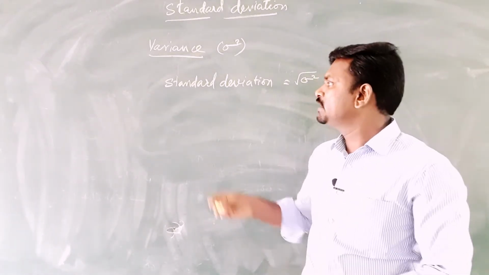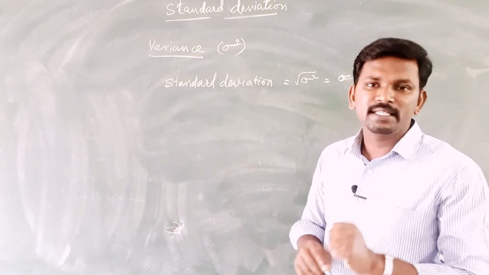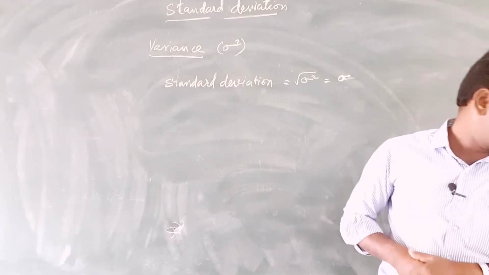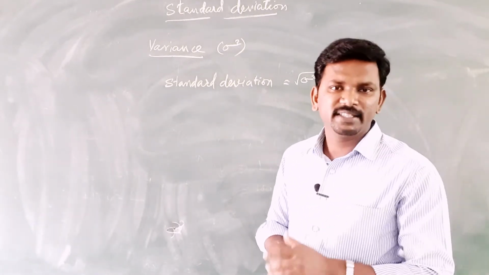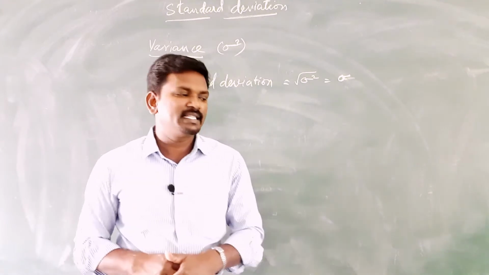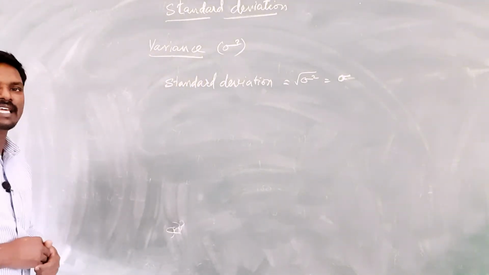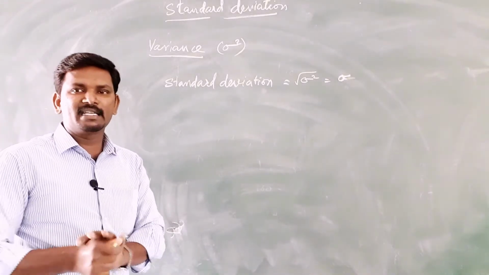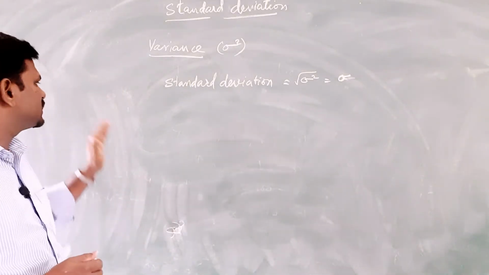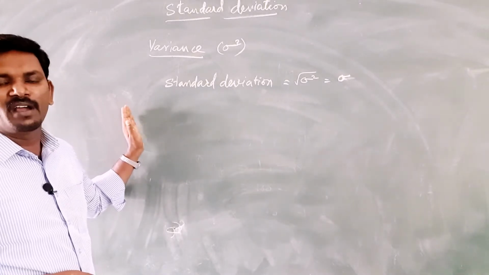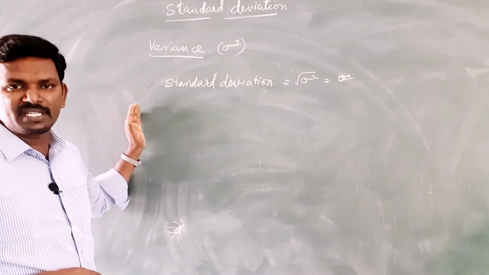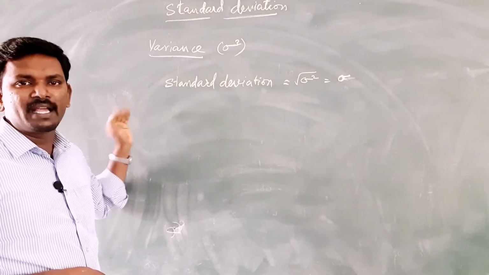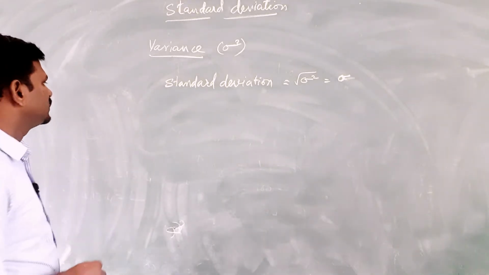Very simple. The first one is the direct method, then the second one is the mean method, then the assumed mean method, then the step deviation method. First I will explain how to find the standard deviation of the data using the direct method.